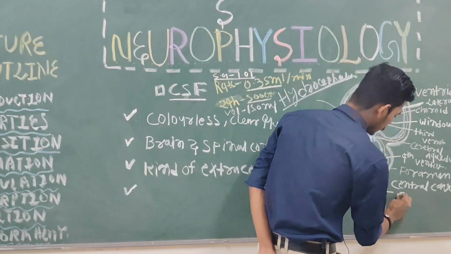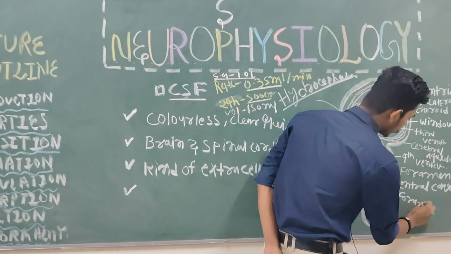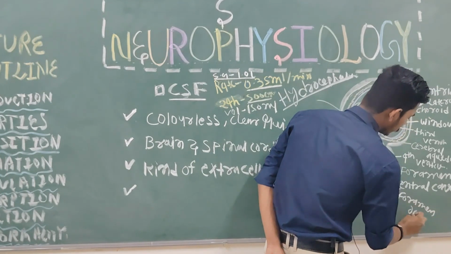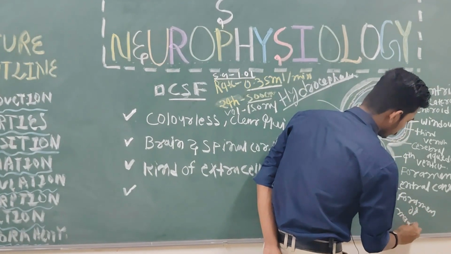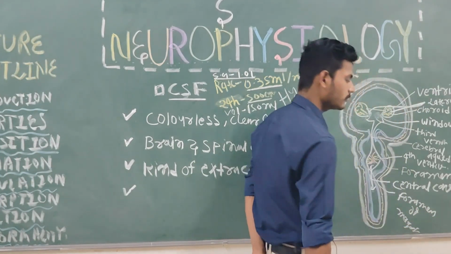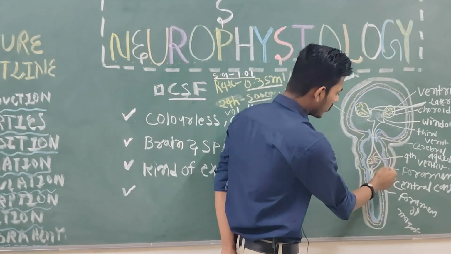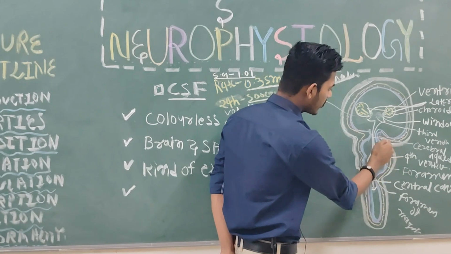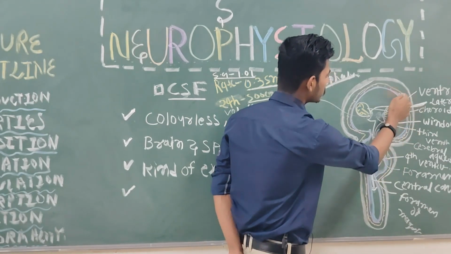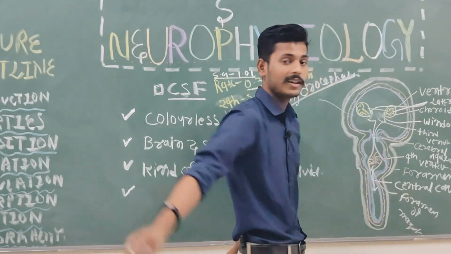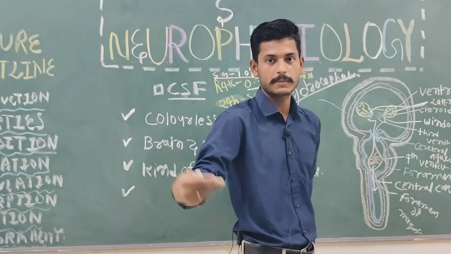Write it down. This is termed as the foramen of mesentery. Are you getting my points? Yeah. Now the CSF which comes into this subarachnoid space, they are traveling, but where do they get absorbed?